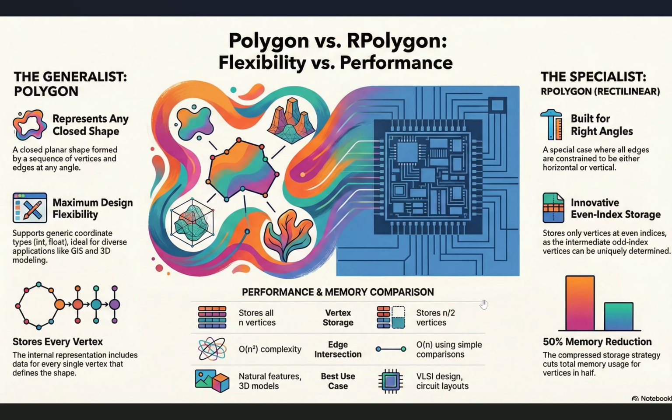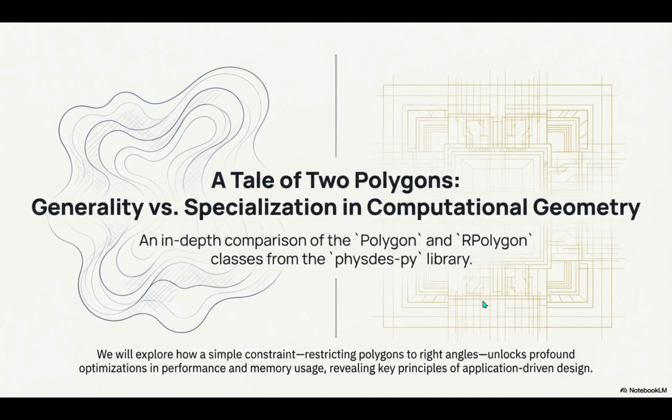And the sources gave us this fantastic framework for it, a tale of two polygons. I loved that. So on one side, we have the generalist, the polygon class, and on the other, the specialized hero of our story, the R polygon. The rectilinear polygon. Our mission here is to really dissect the architecture of these two classes, and we're going to prove, using hard data and performance metrics from the material, why that specialization is the absolute golden key to high-performance computational geometry, especially when you're building something as dense and complex as a modern CPU.